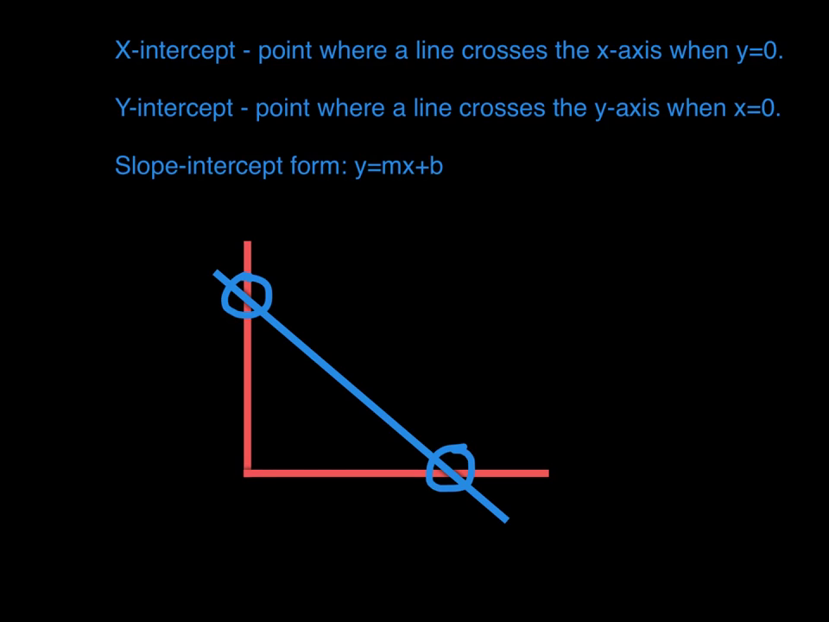Then we have slope-intercept form, which is a way of writing an equation of a line, and these letters mean different things. The y in slope-intercept form is the y-coordinate, so however far we're going to go up and down. The x is the x, of course, and then we have m and b, which stand for different things. To note, the b is the y-intercept.